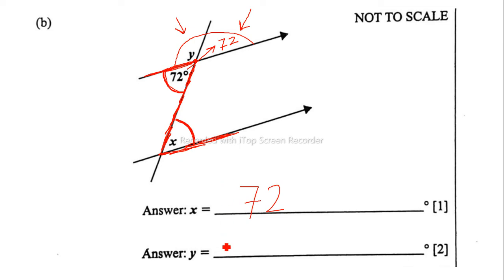And so the answer is going to be 180 minus 72, which is what? 108. Okay.